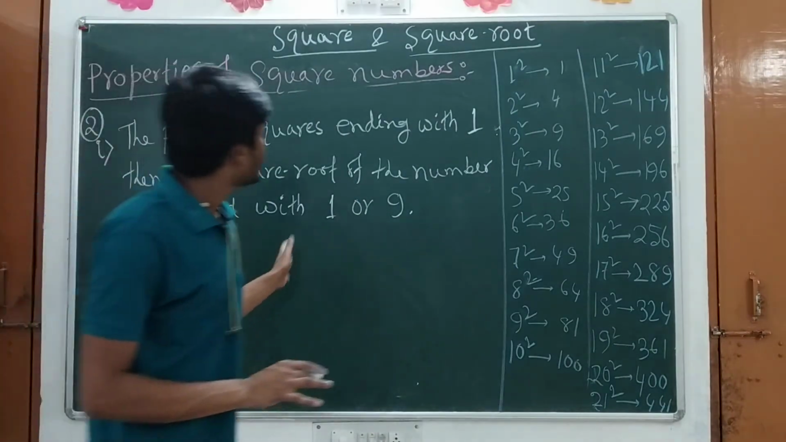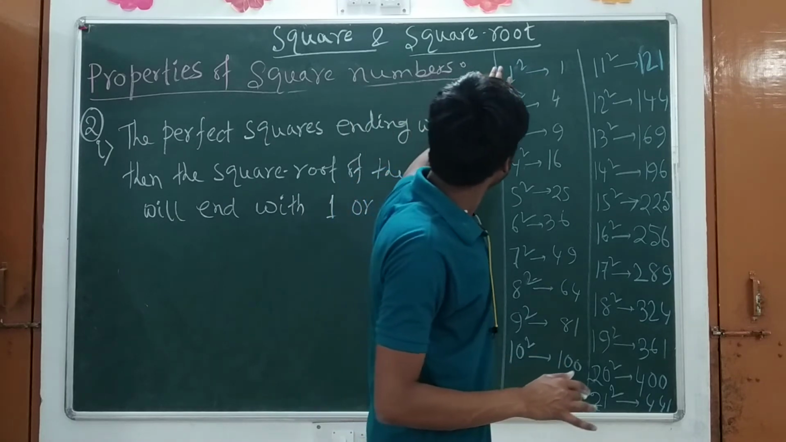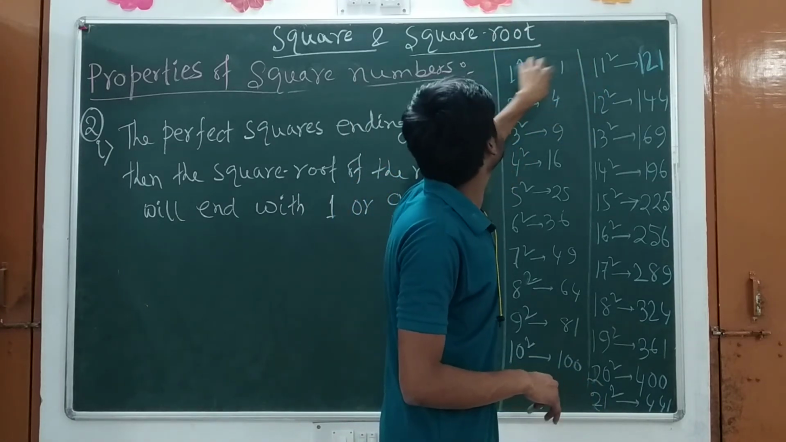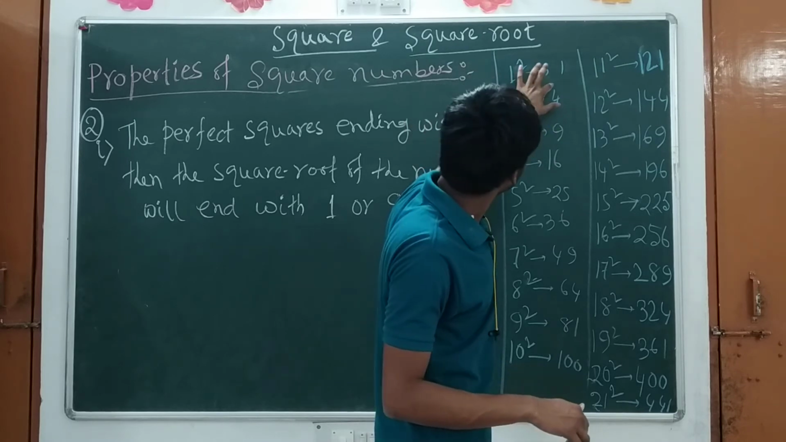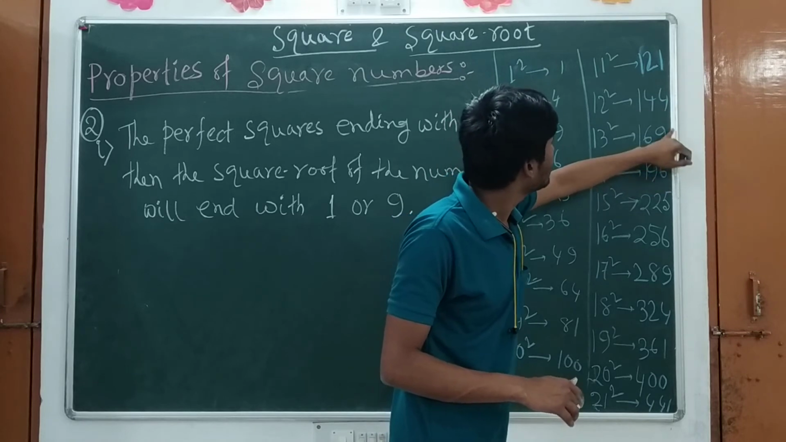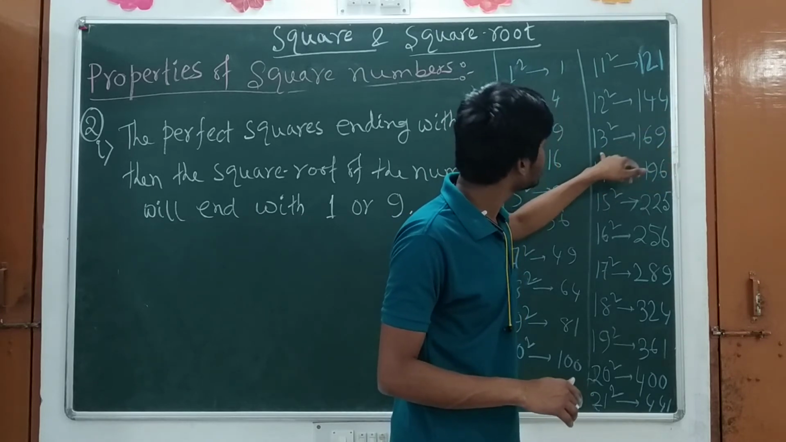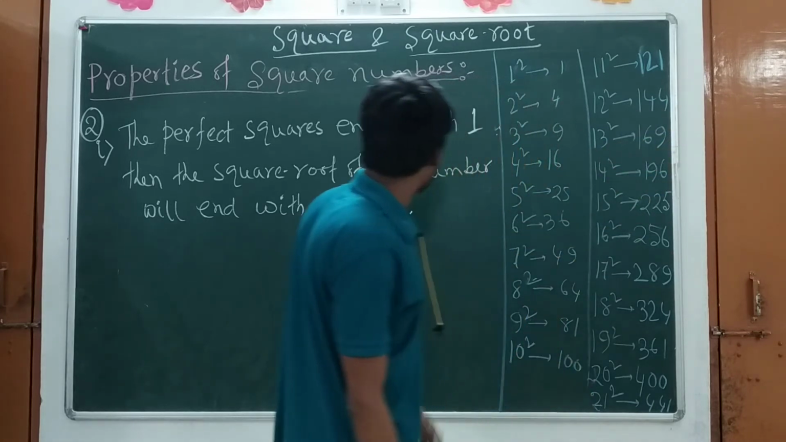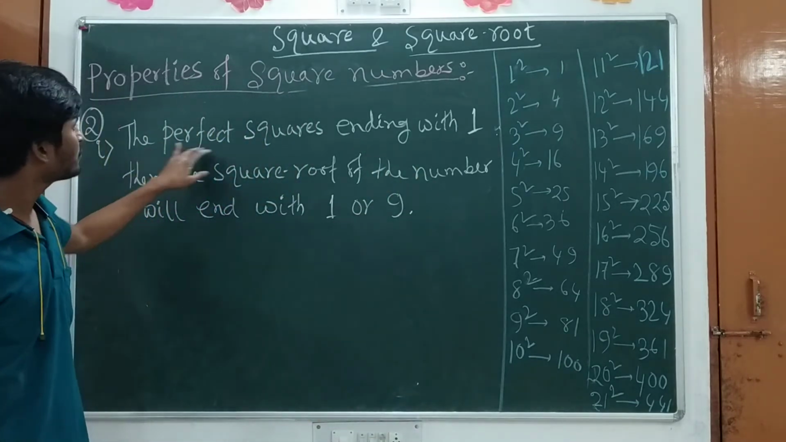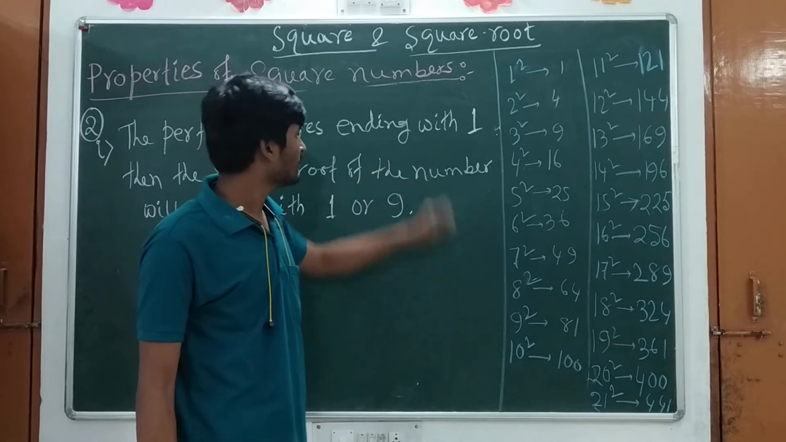Now, square and square root. 1 square is 1. Similarly, you can tell that the square root of 1 is 1. 2 square is 4, which means the square root of 4 is 2. Like we say 13 square is 169, so the square root of 169 is 13. You can write it this way. Now after observing these square tables, you can conclude something about perfect squares ending with 1.